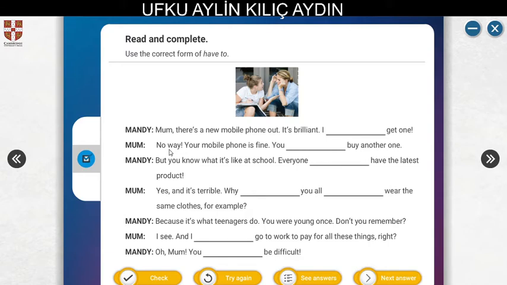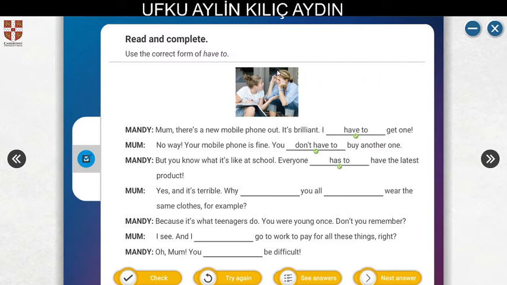Mom, there is a new mobile phone out. It's brilliant. I have to get one. No way. Your mobile phone is fine. You don't have to buy another one. It is not necessary. But you know what it's like at school. Everyone has to have the latest product.